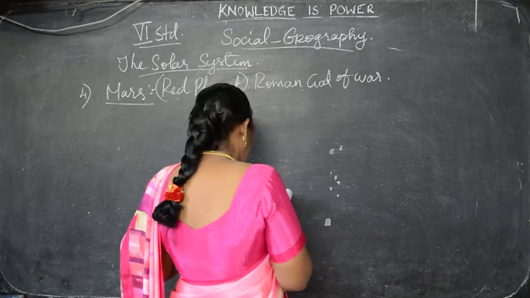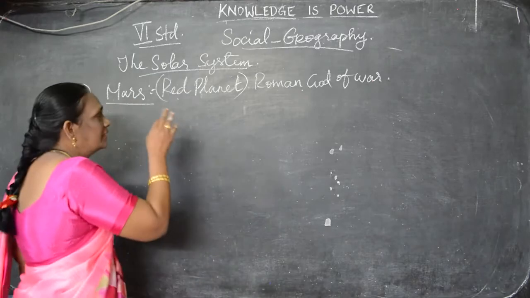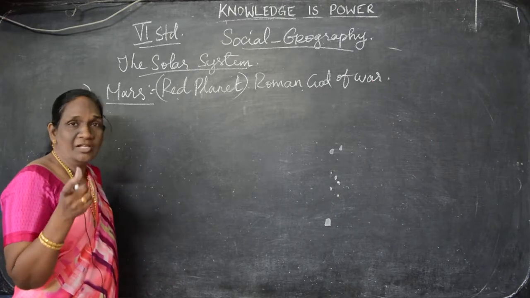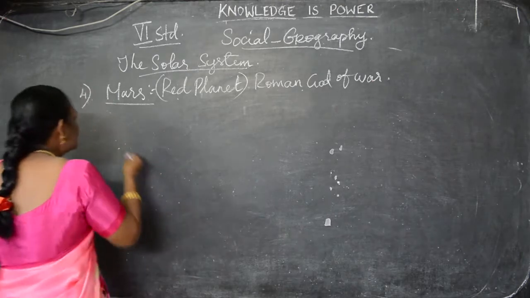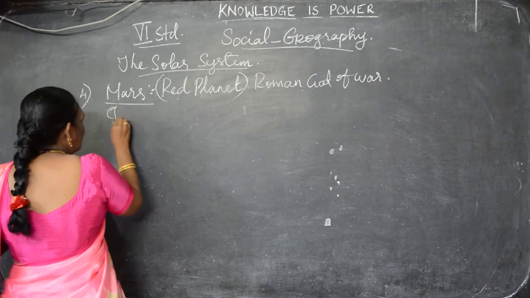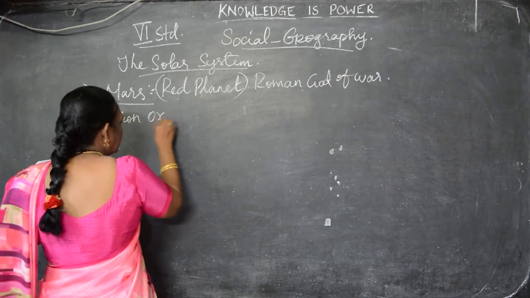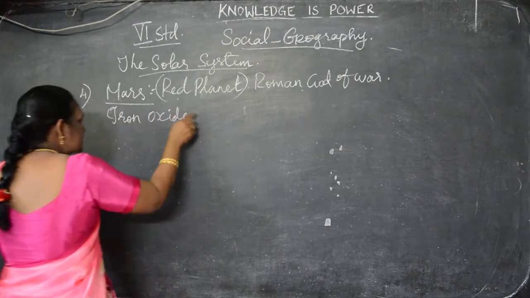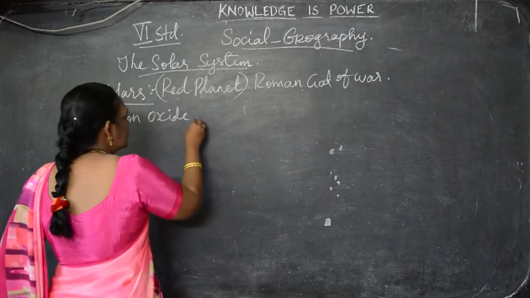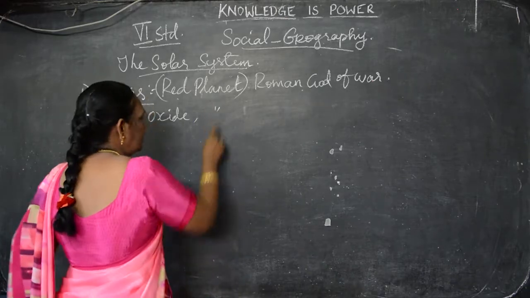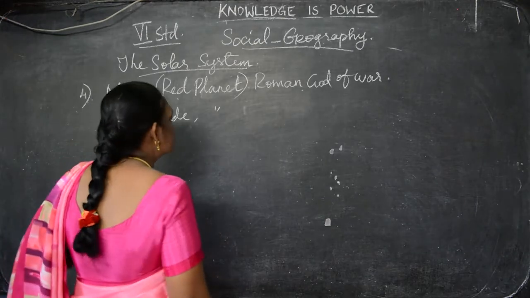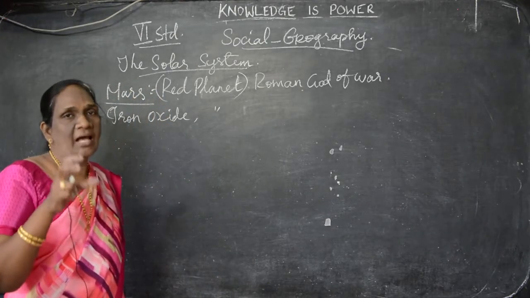Understand? And it appears red in color. I told you already, this planet Mars is called the red planet. Why? Because of the presence of iron oxide. Iron oxide is present in this planet Mars, so it is described as the red planet. It has a thin atmosphere and it also has polar ice caps.